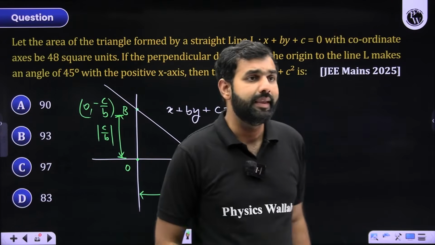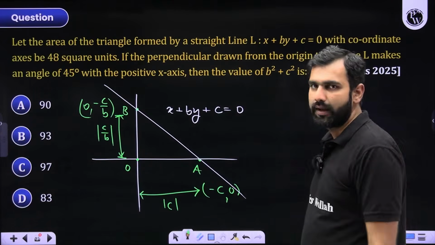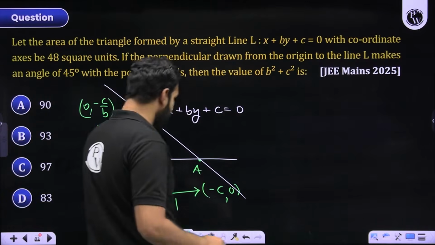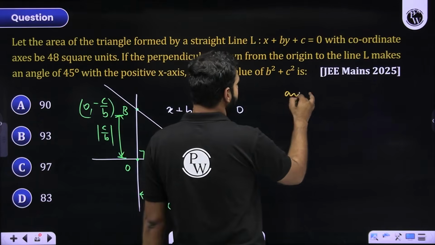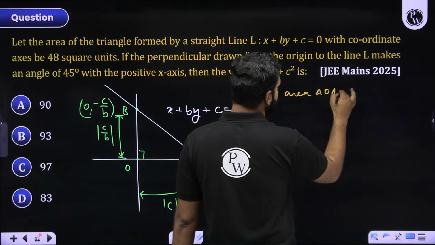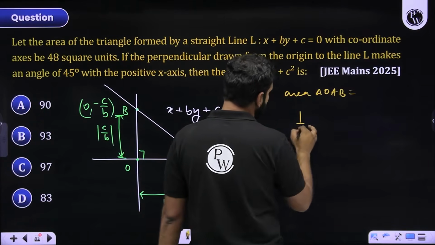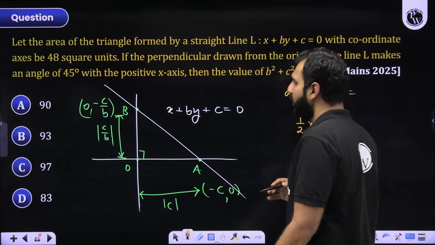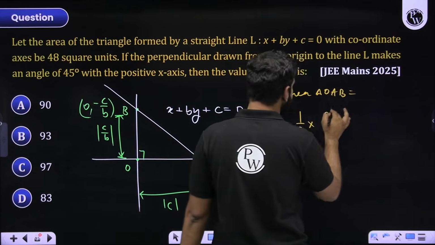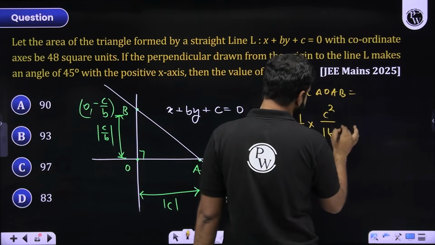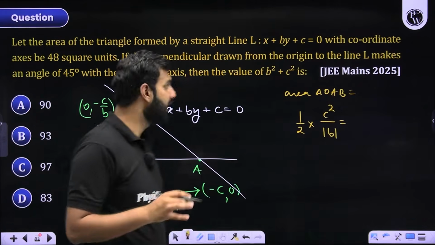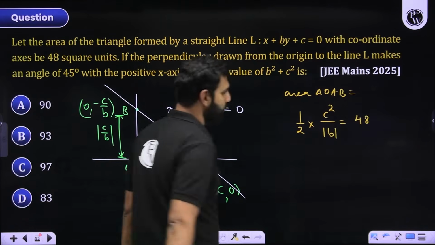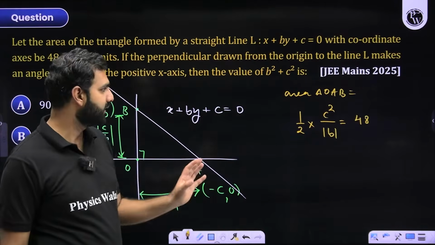Now, can you help me in writing the area of this triangle, half base into height, because this is a right angled triangle OAB. So the area of the triangle OAB is going to be half base into height. So half is half. What is base? Base is mod c and height is mod c by b. So it should be mod c square by mod b. And this area we are given as 48. I hope you are comfortably understanding this result.